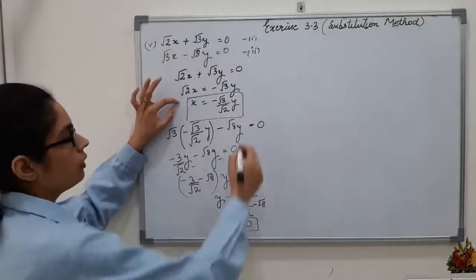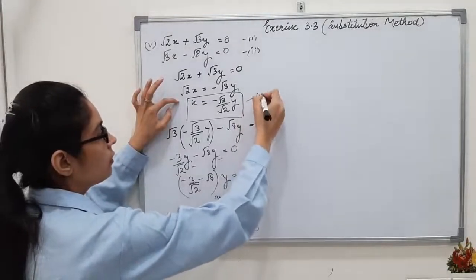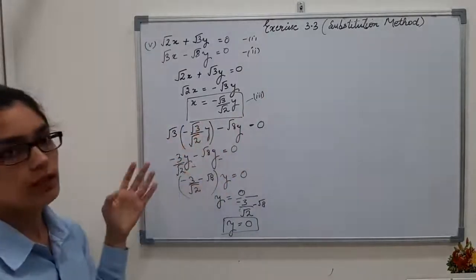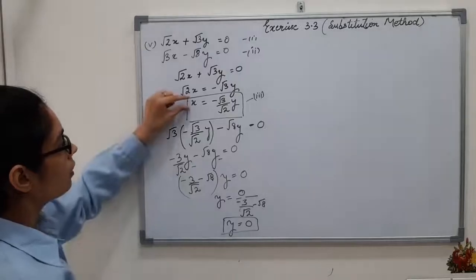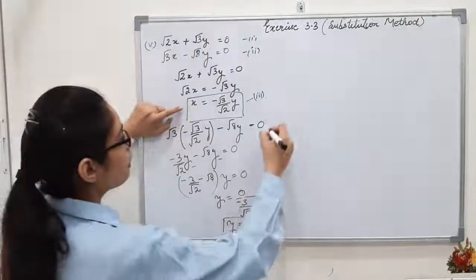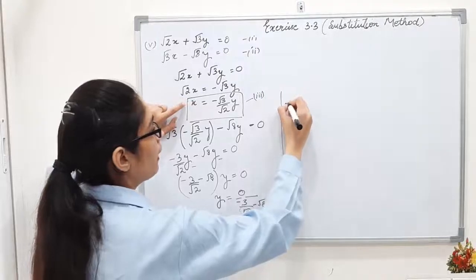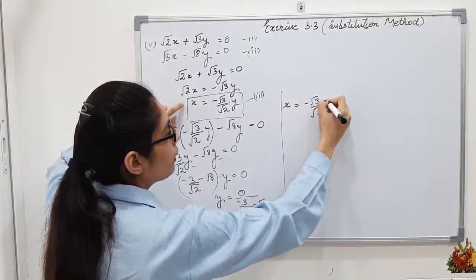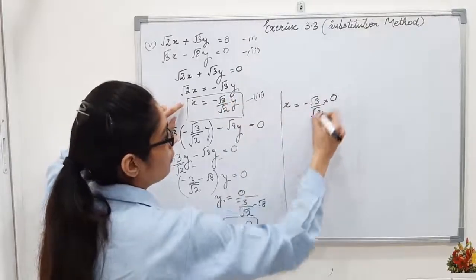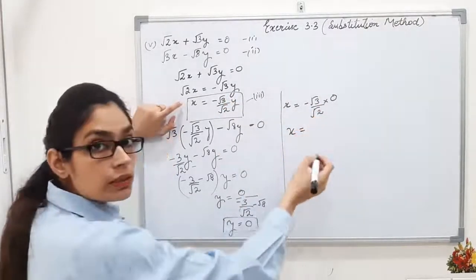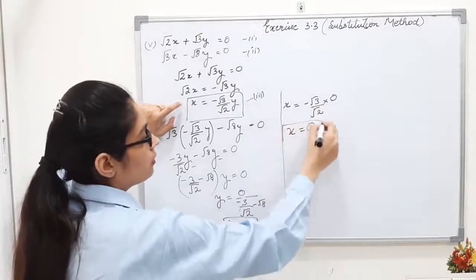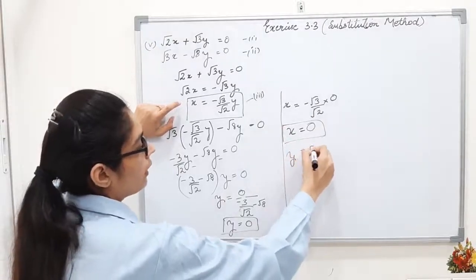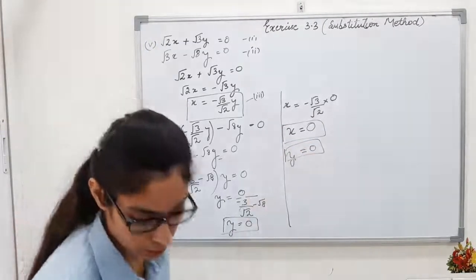Now again we will put y in this. If you want, you can assume this as equation 3rd or any other number. It is very simple. X is equals to minus root 3 into root 2, y is getting multiplied with this number. If it's getting multiplied with 0, this means our entire answer will be 0. So for this sum, we got x and y both equals to 0.